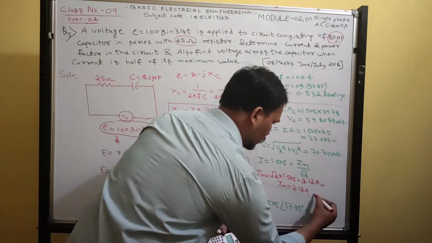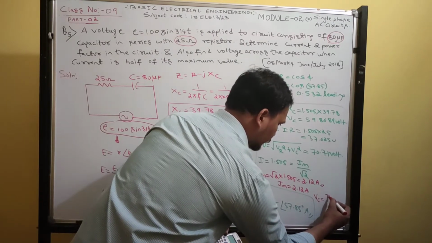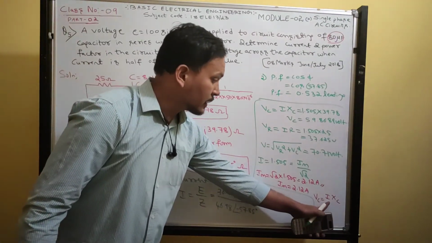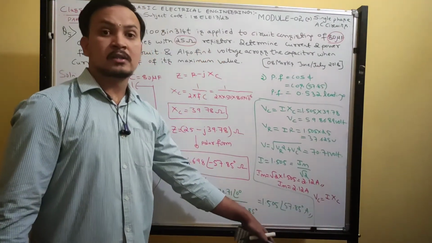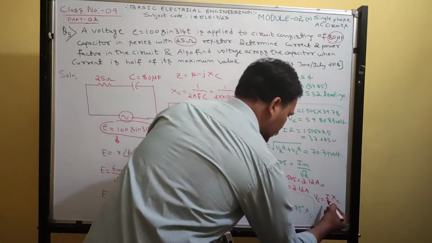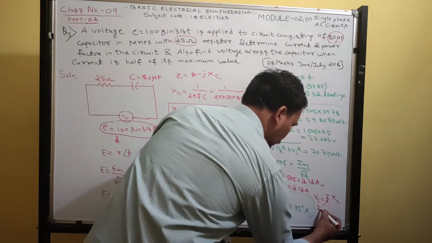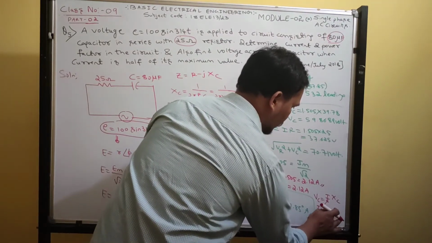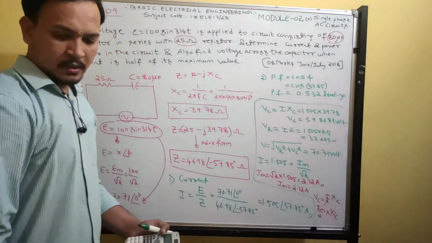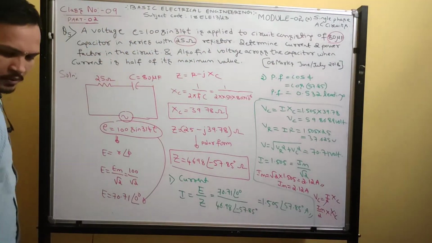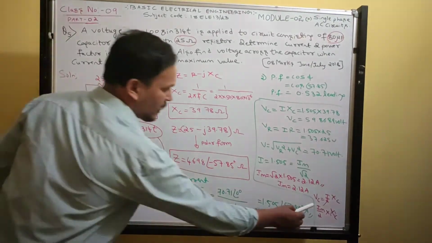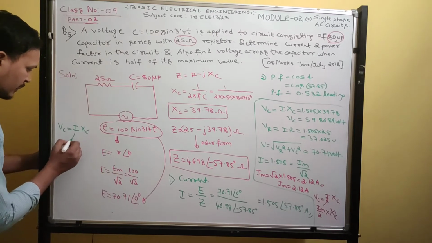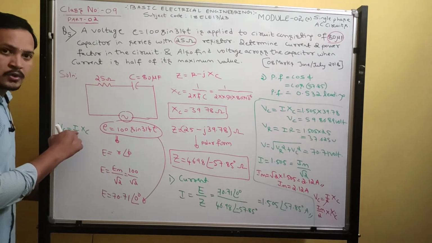You have to find the voltage across the capacitor, that is I into XC. But what should the current be? When it is half of its maximum value, so now you should take this value Im by 2, Im by 2 into XC. Guys, pause the video. I will write here itself. So voltage across capacitor is I into XC.